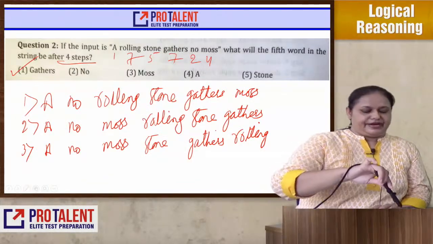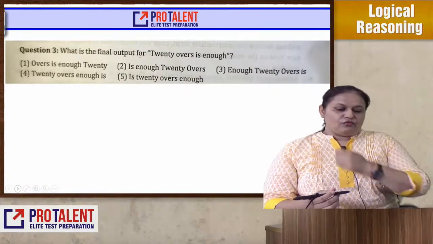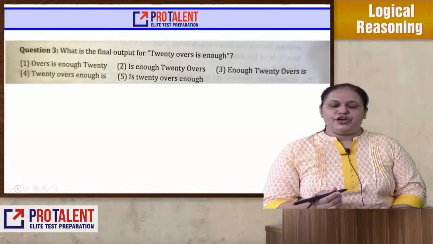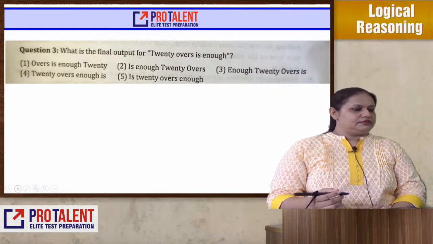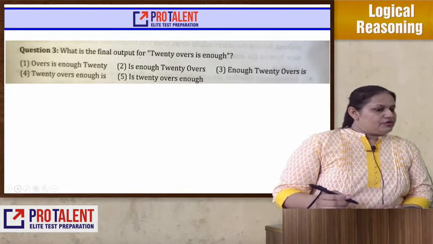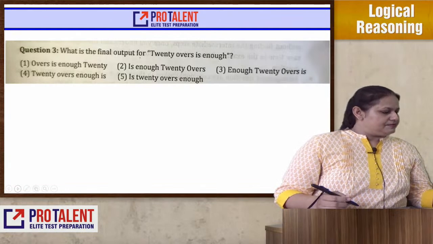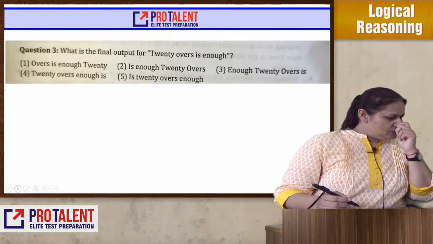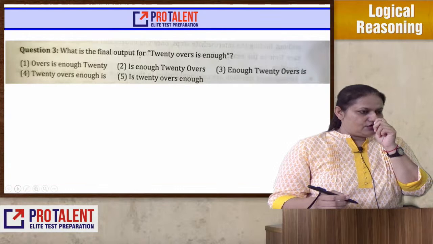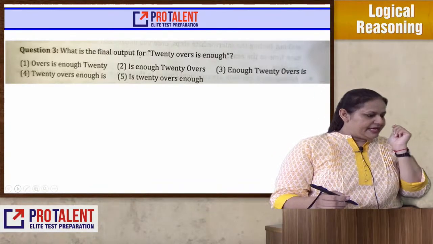All right, fine. Let's move on to the next question. What is the final output for 20 overs is enough? Fourth step will be a no more stone gathers rolling. Yes, a no more stone. Yes, Saloni Chaudhary, your answer is correct. That is going to be the fourth step. Yes, next question.